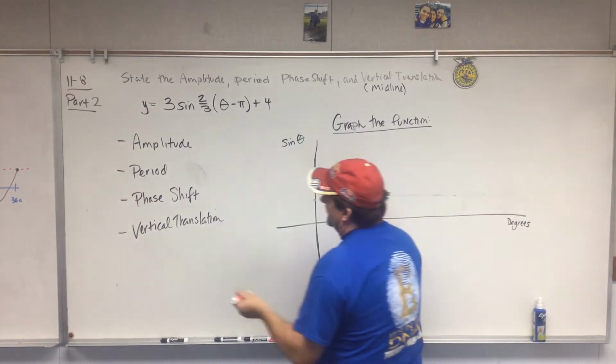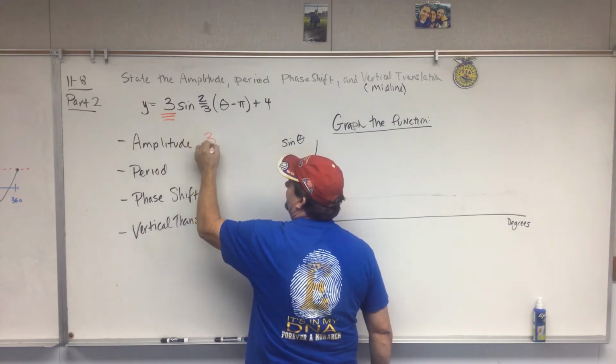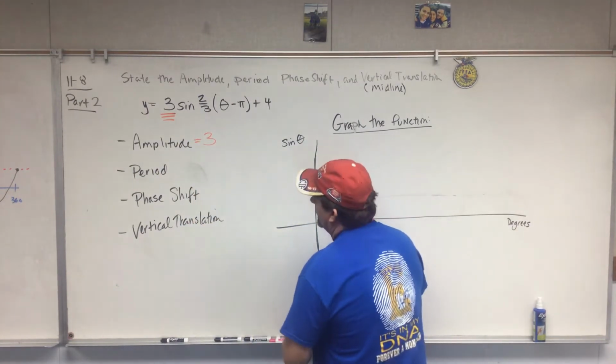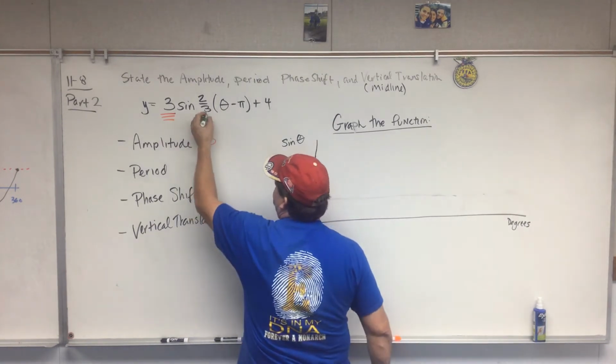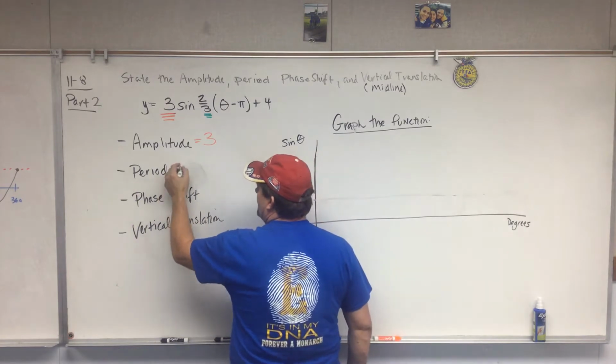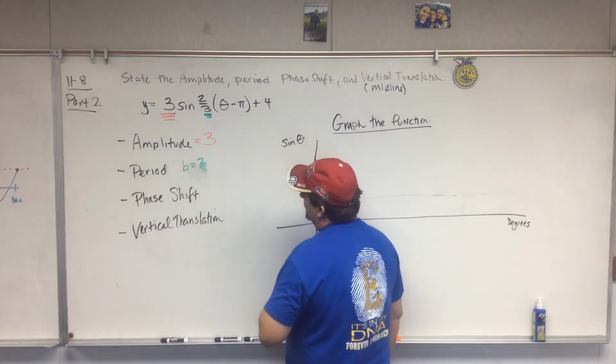So let's take our information. My amplitude is 3. It's a number that's in front, from our previous lectures. My B is 2/3. So my B is equal to 2/3. So now it changes things.